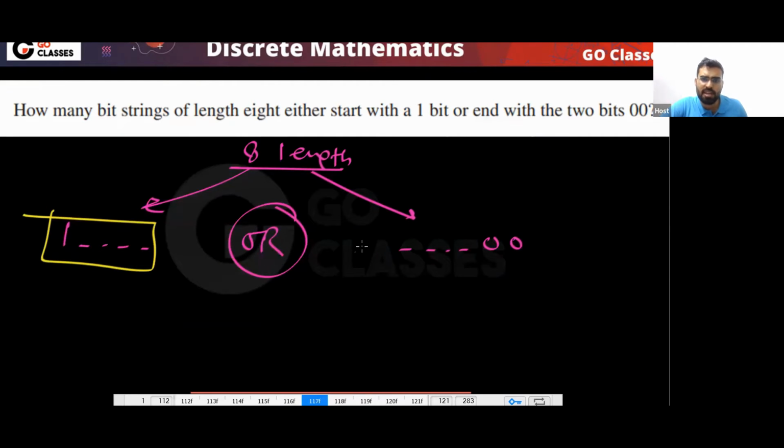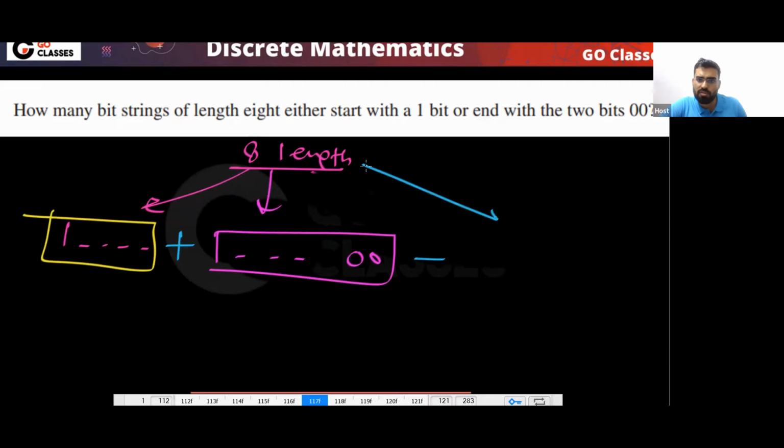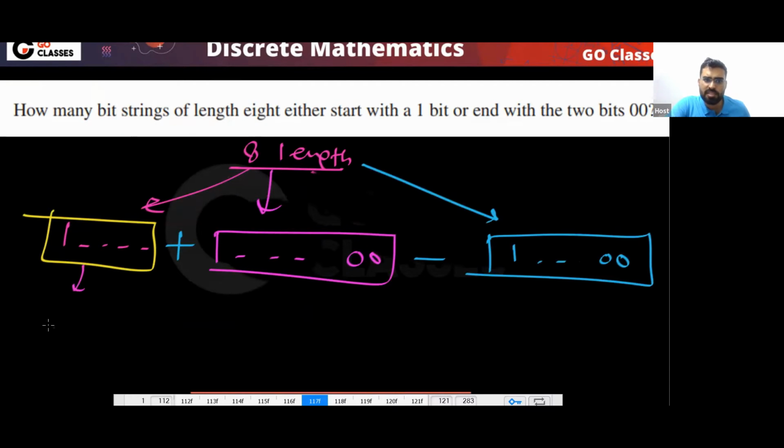So what is the correct answer now? You want length 8. You count this, you count this, you add them, but you remove the common things. Yes or no? These things are 2 power 7, these things are 2 power 6, and you remove the common things.